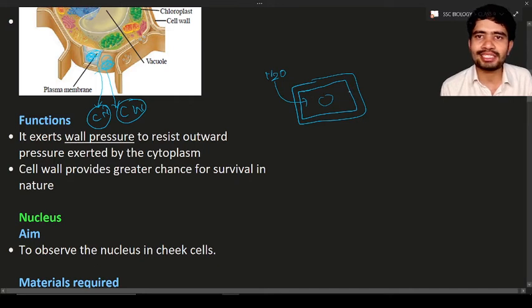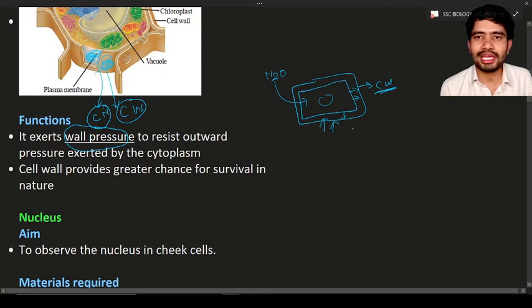It is going to exert pressure on the outside. To withstand this pressure, there should be some supporting material. That supporting material is known as the cell wall. It means this cell wall is going to provide wall pressure. At the same time, the cell wall provides counter pressure onto the cell membrane. Such exertion of pressure by the cell wall is known as wall pressure.